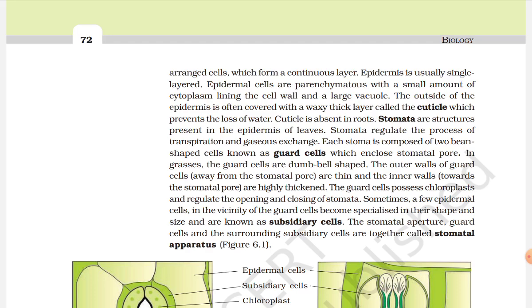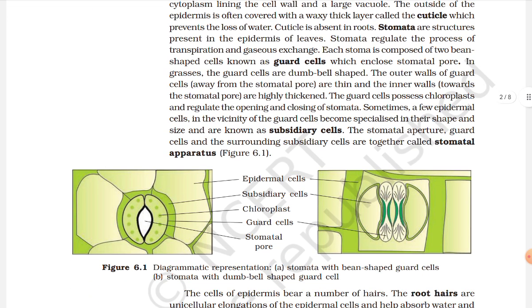The outer walls of guard cells, away from the stomatal pore, are thin, and the inner walls, towards the stomatal pore, are highly thickened. The guard cells possess chloroplasts and regulate the opening and closing of stomata. Sometimes a few epidermal cells in the vicinity of the guard cells become specialized in their shape and size and are known as subsidiary cells. The stomatal aperture, guard cells, and the surrounding subsidiary cells are together called the stomatal apparatus.